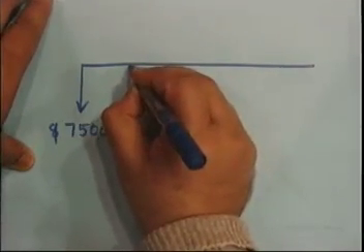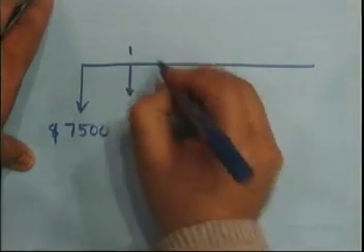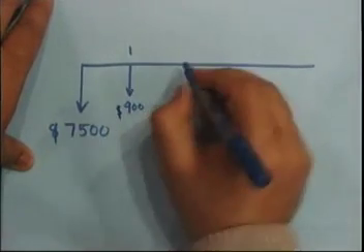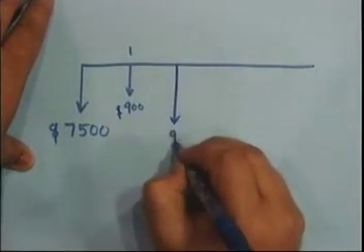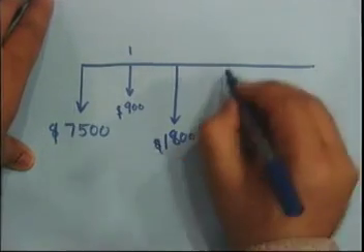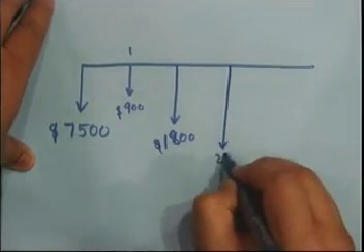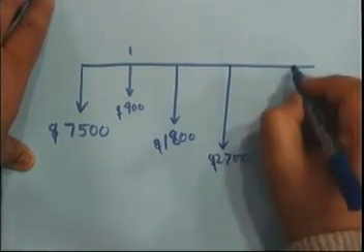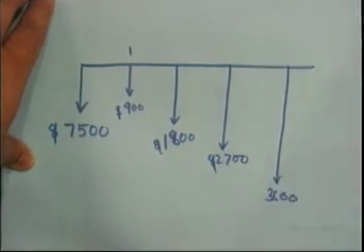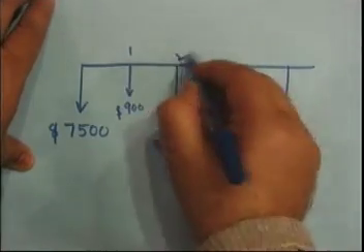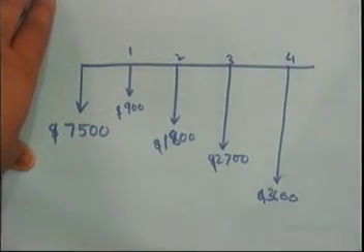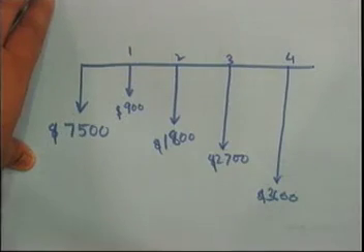Now, starting year 1, your maintenance cost is increasing every year by $900. So, this will be $1,800, this would be $2,700, this would be $3,600. This is year 2, 3 and 4. This is as far as maintenance cost is concerned.